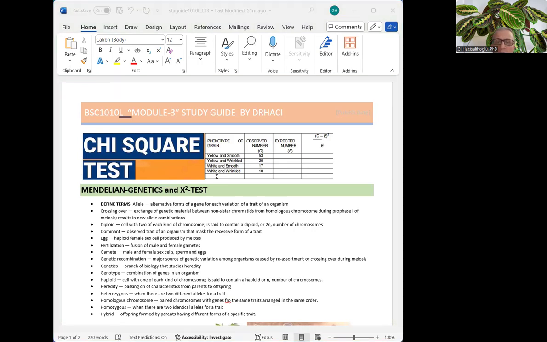In Module 3, we have labs 8, 9, 11, and 13, four labs. 8 and 9 are mitosis and meiosis, 11 is the chi-square test, and 13 is Mendelian genetics. The next test is going to cover just these four labs.